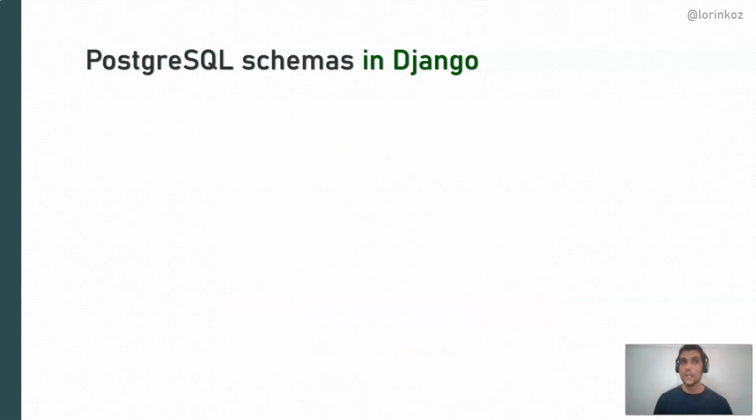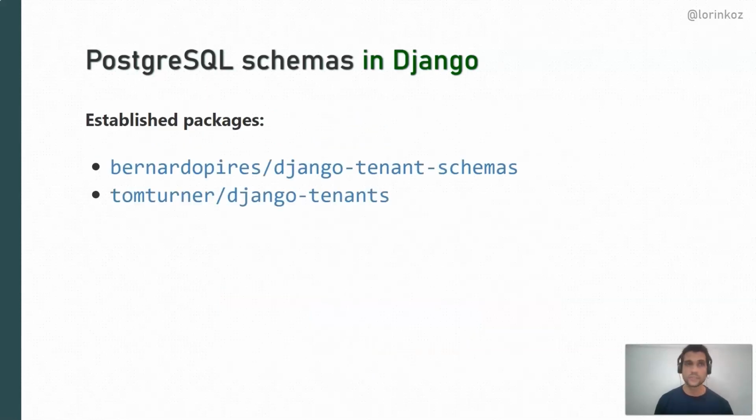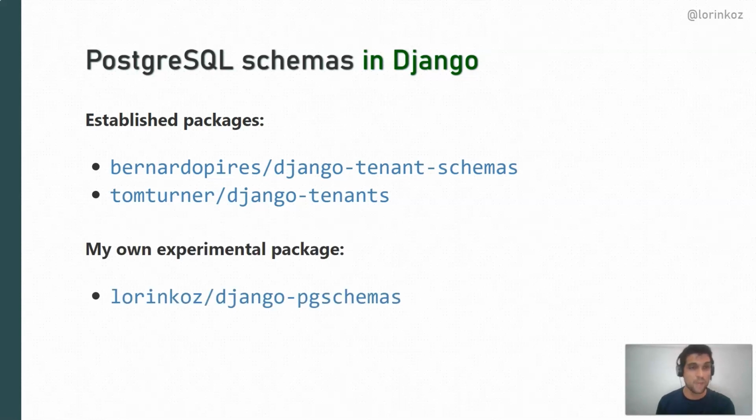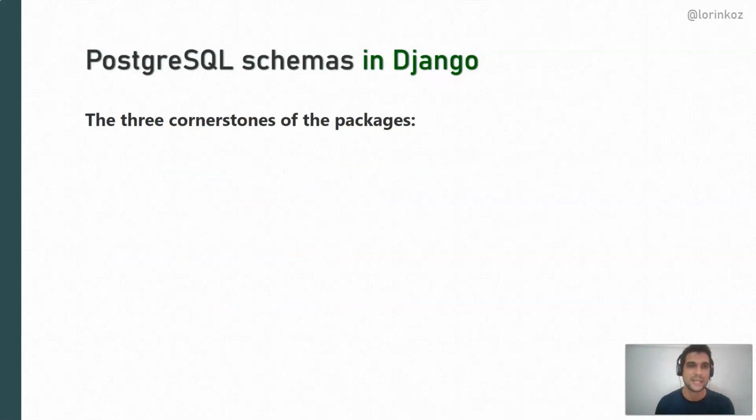Now, in Django, you don't have to do all this from scratch because there are a number of established packages that help you scaffold your project, and you can use Django Tenant Schemas, which is actually the pioneer package, and there is also Django Tenants with a number of improvements over the previous one. I also have my own experimental package, which I'm calling Django PG Schemas, and I'm doing some experiments there.